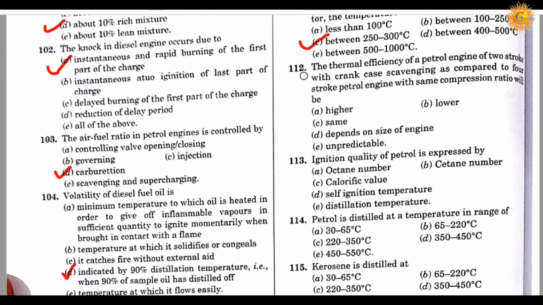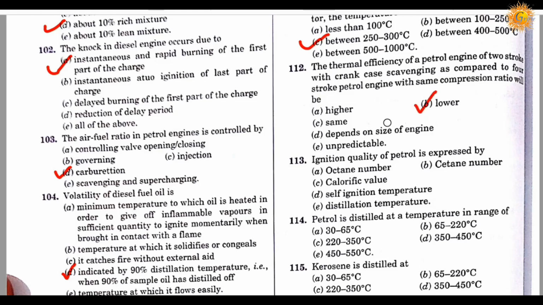Question number 112. The thermal efficiency of a petrol engine of 2-stroke with crankcase scavenging as compared to 4-stroke petrol engine with same compression ratio will be: option A, higher; option B, lower; option C, same; option D, depending on size of engine; option E, unpredictable. So the correct answer is B, it will be lower.